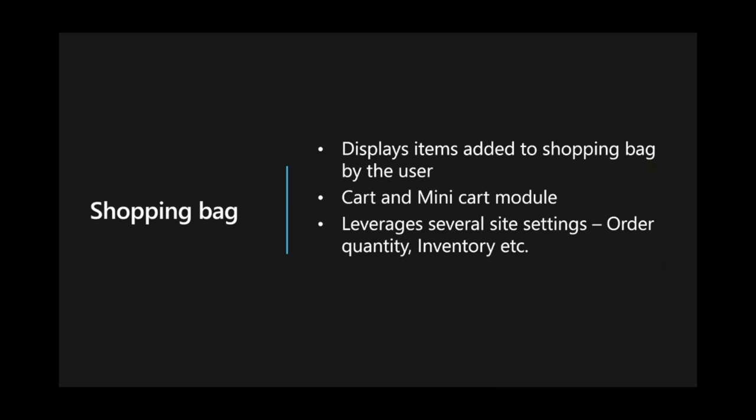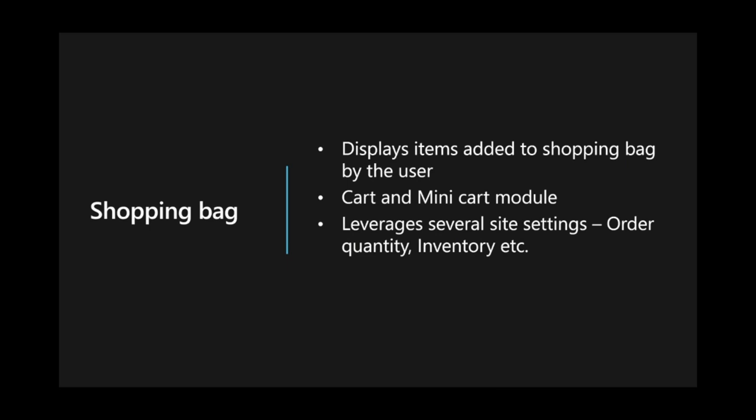Shopping bag displays items added to shopping bag by the user. There are two main shopping bag modules. One is the cart, and then the other is the mini cart. Again, as the name goes, mini cart is like a minimalistic version of the cart with minimal operations, kind of used mainly to give you a summary of what is available in the cart. And the cart basically displays all your cart line items.